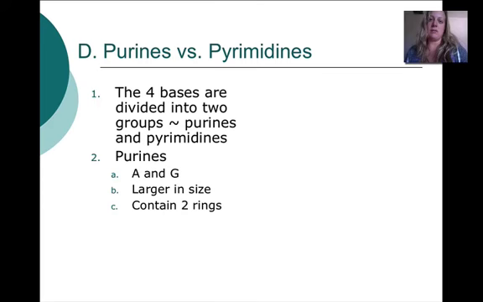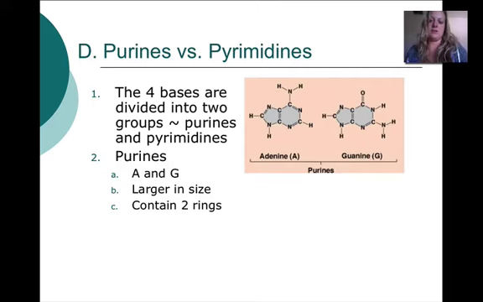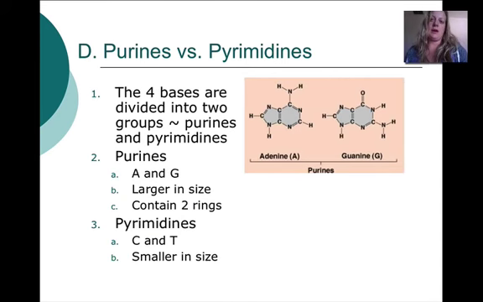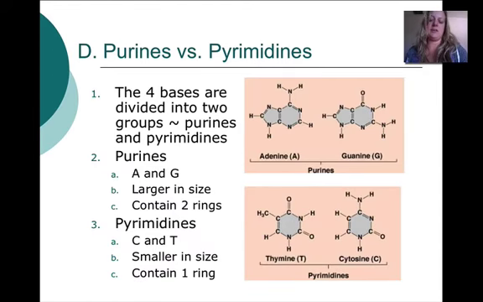So remember, we talked about how a lot of these ring structures form in organic molecules. So if you look, adenine has two rings and guanine has two rings. These are purines. Then we have the pyrimidines. These are smaller and they only have one ring. Our pyrimidines are the C and the T. Okay, so you can see they are simpler and they are smaller.